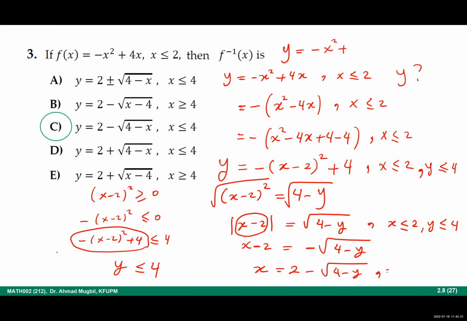At this step, we will interchange. So to interchange, let me do it for you here. We don't have enough space. So the inverse of the function, which is x here, will be y, 2 minus the square root of 4 minus x, and x and y will interchange. So x will be less than or equal to 4.